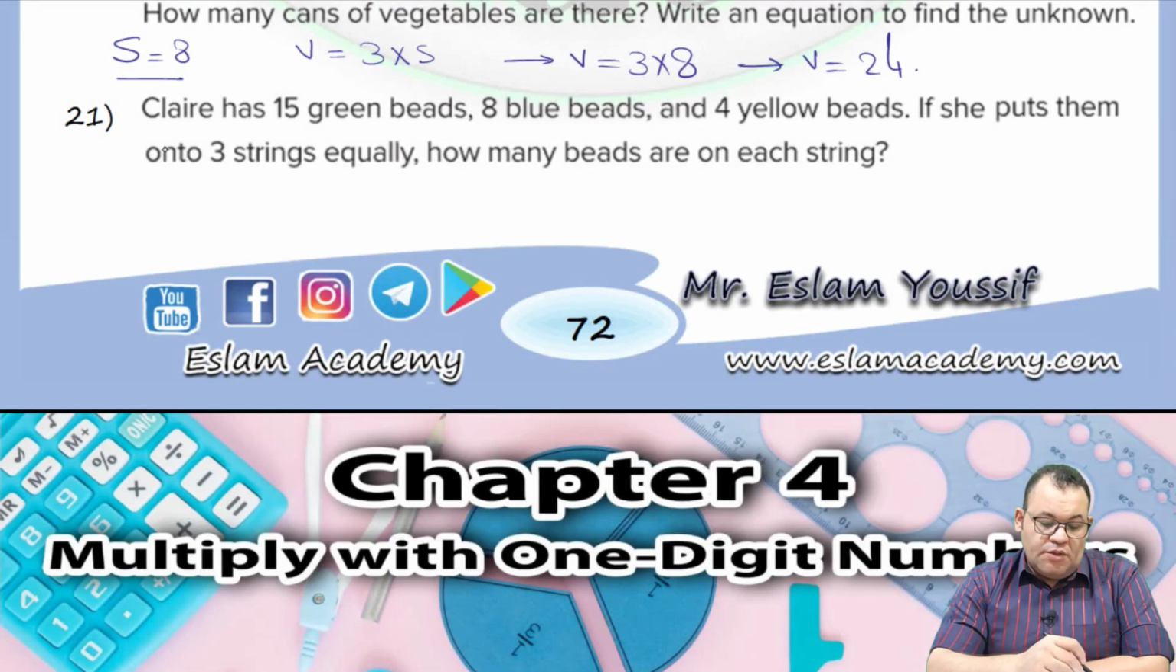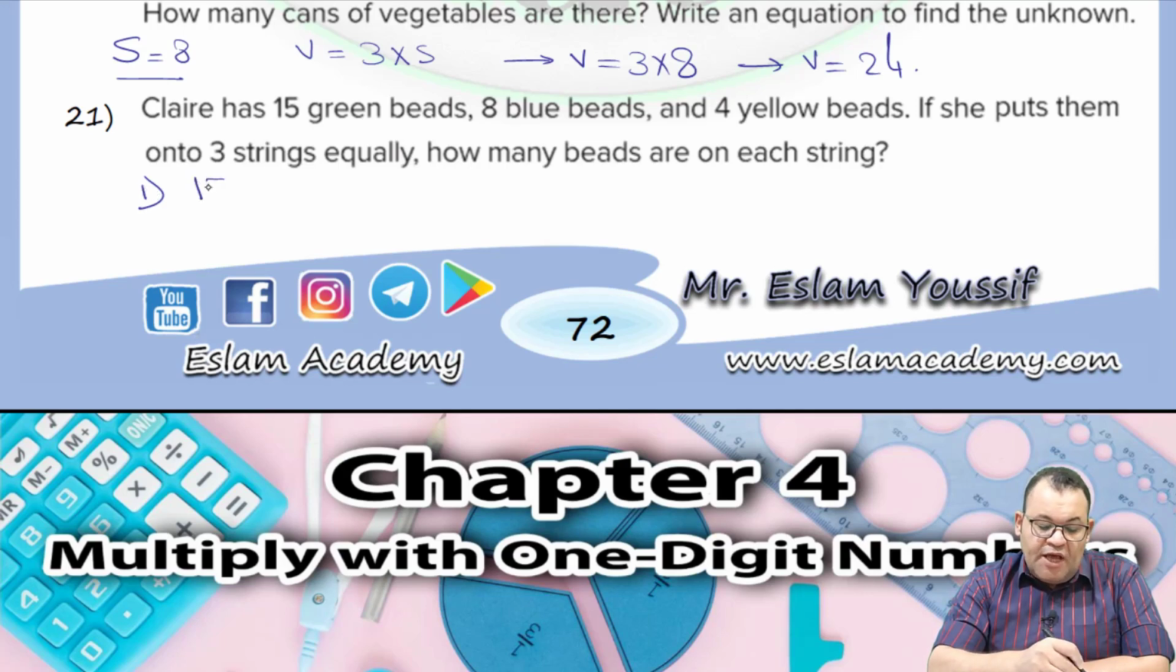In question 21, Clara has 15 green peas and 8 blue peas and 4 yellow peas. If she puts all of them in 3 strings equally, how many peas are there in each one? If she wants to distribute all of these peas among 3 equally, how can we find it? Number 1, we need to find the total number of peas. How can we find it?